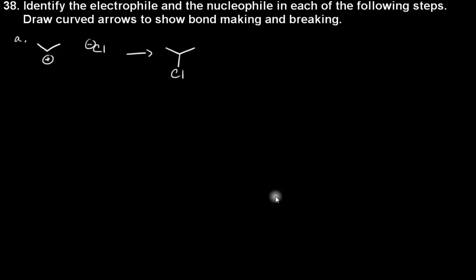Okay, next question, 38. Identify the electrophile and the nucleophile in each of the following steps. Draw curved arrows to show bond making and bond breaking. So these are very essential skills to have. They're very fundamental skills. And if this kind of question makes you uncomfortable still, you should practice this until you are no longer uncomfortable with it.